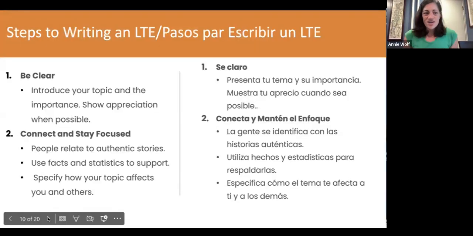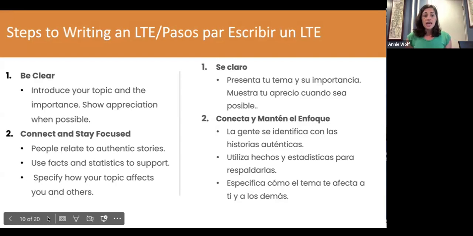So now you want to get started. What are the steps to writing a letter to the editor? First of all, you want to be really clear. You want to introduce your topic and the importance of your topic and show appreciation when possible, whether that's to a representative or to the paper itself. Thank you for highlighting this issue. Thank you, representative, for supporting this issue or for your service, etc.